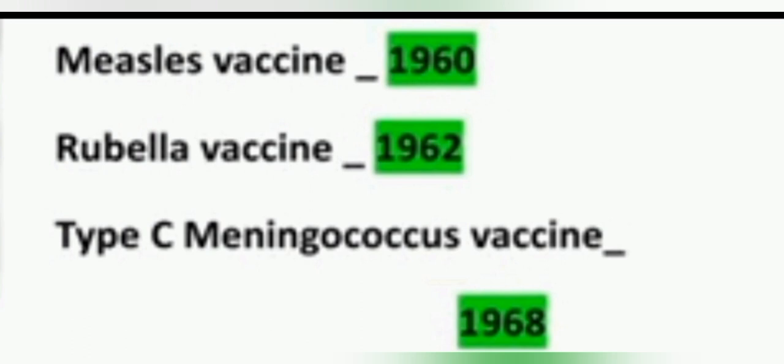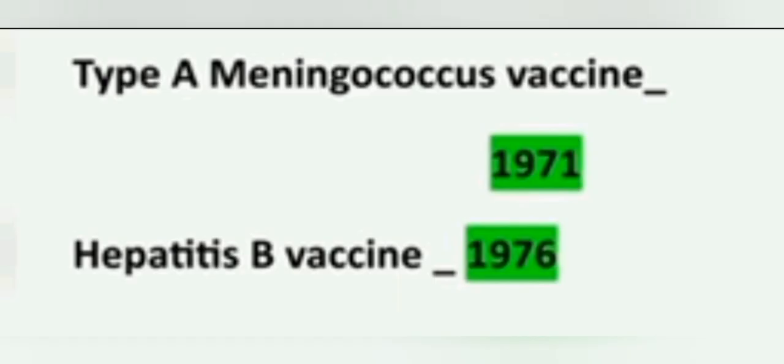Measles vaccine developed in 1960. Rubella vaccine in 1962. Type C meningococcus vaccine in 1968. Type A meningococcus vaccine developed in 1971. Hepatitis B vaccine developed in 1976. These are the milestones in vaccination.